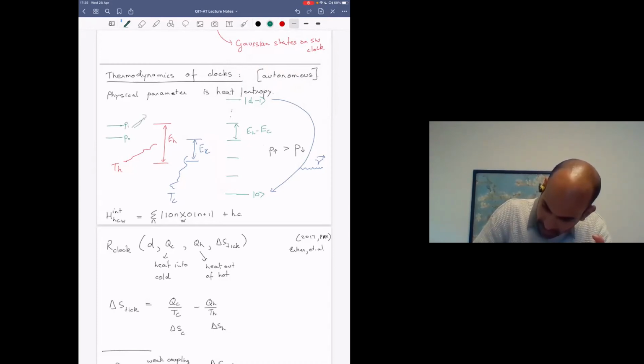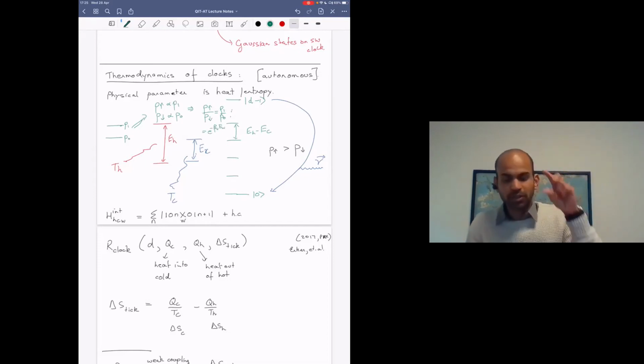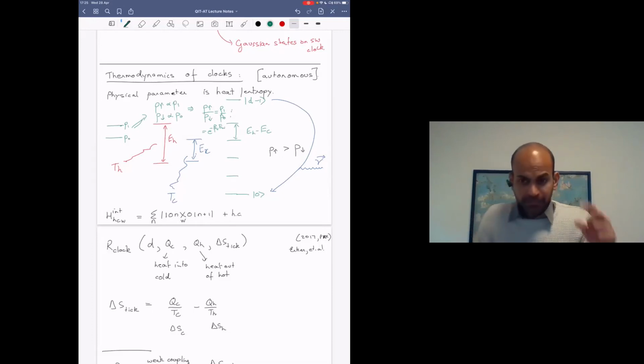Then what I will have is that the probability of moving up on this ladder is proportional to P1. The probability of moving down on this ladder is proportional to P0, which in turn implies that the probability of moving up upon the probability of moving down is given by P1 upon P0, which is given by e to the minus beta virtual times the energy gap of the ladder. This is just the Gibbs ratio on that virtual qubit.